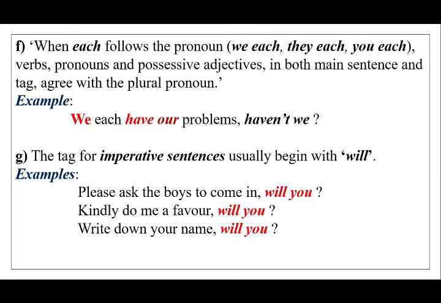Now whenever you request anyone, you are requesting the second person. You can't request a third person. You are to request or to order or to command the second person, that means the person that you are talking to. Clear? Now the pronoun of the second person is always "you". That's why the subject of the question tag in the case of imperative sentences is always "you". Got it?